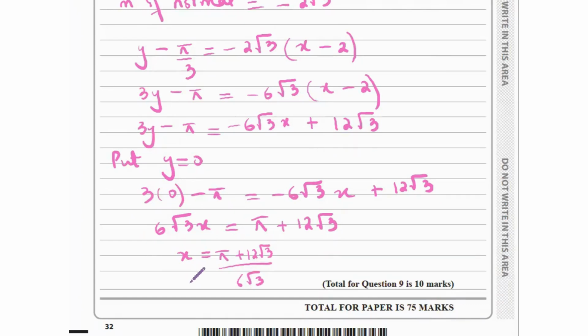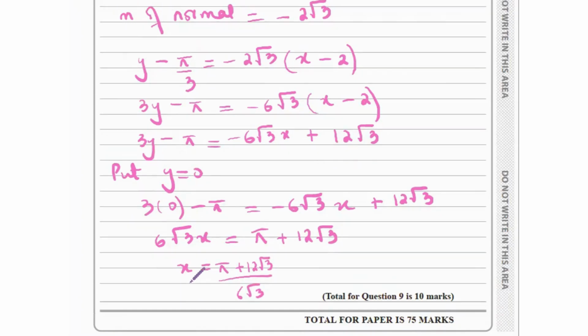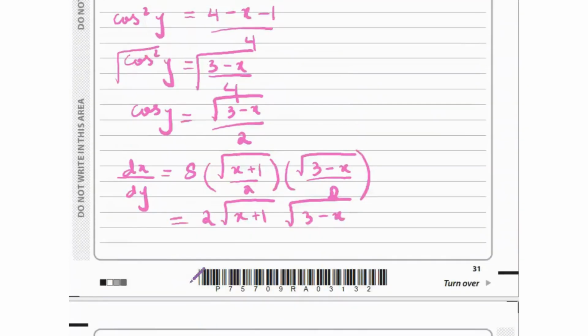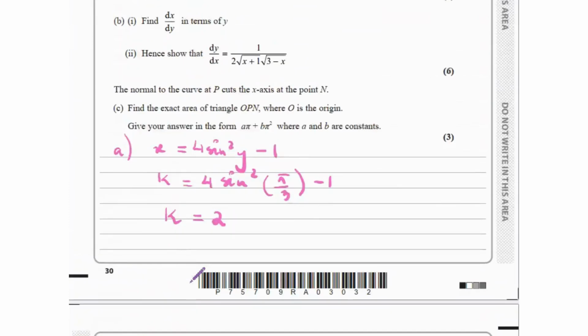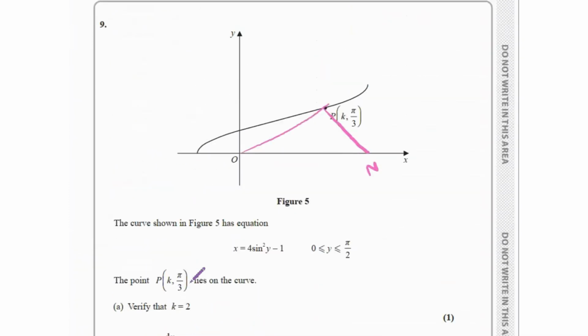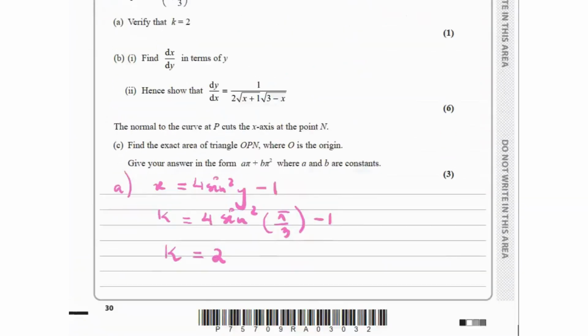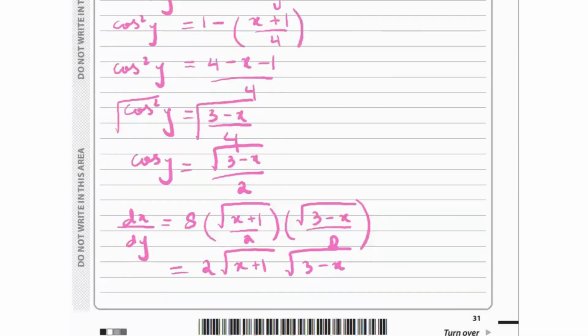So we have the coordinates of N, which is this, 0, and O is (0, 0). P is (2, pi by 3). So this is our base, which is what we just found, and this is our height, which is pi by 3. So we just use this to find the area.